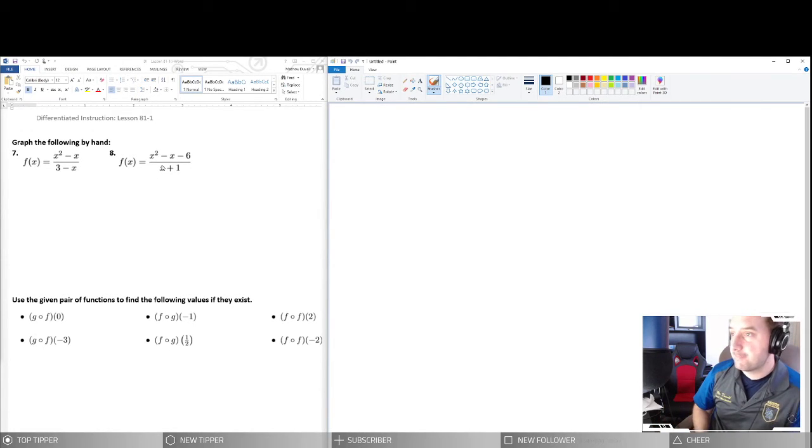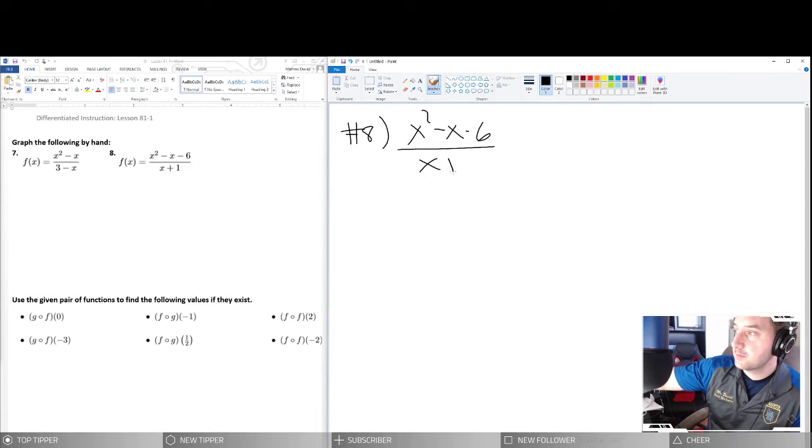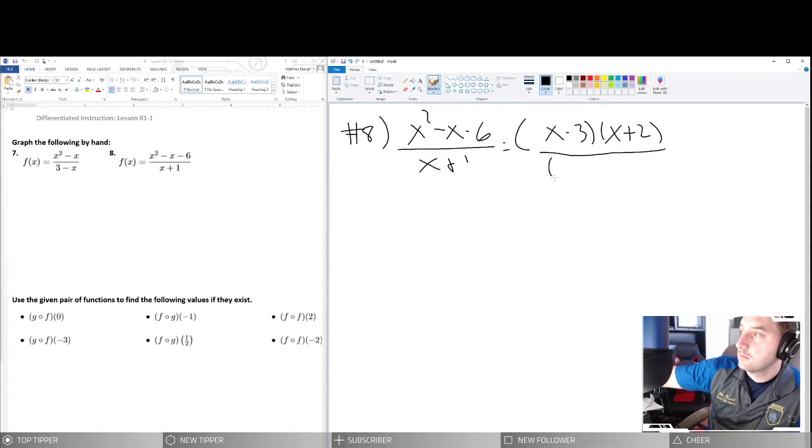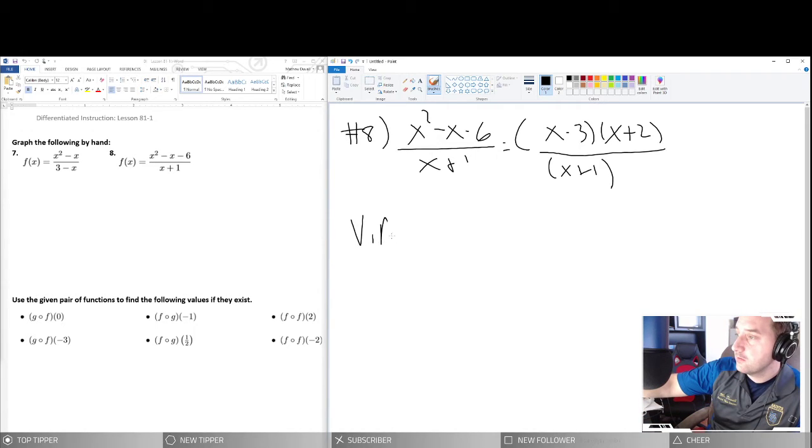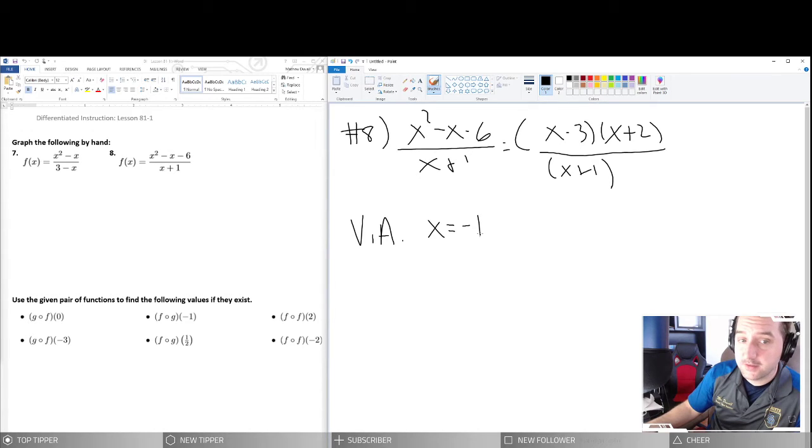Number 8? Okay. So for number 8, x squared minus x minus 6 over x plus 1. So my vertical asymptote, well, let's factor it, see if something cancels. Okay, nothing cancels. So then my vertical asymptote, you set the denominator equal to 0 and solve, and so you're going to get x equals -1. There is no horizontal asymptote because the degree on the top is larger than the bottom.